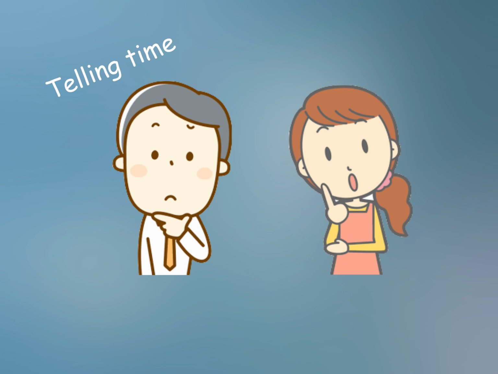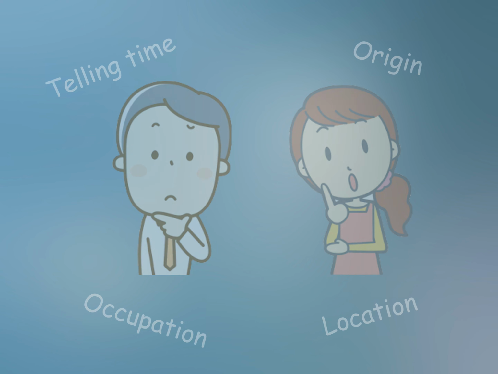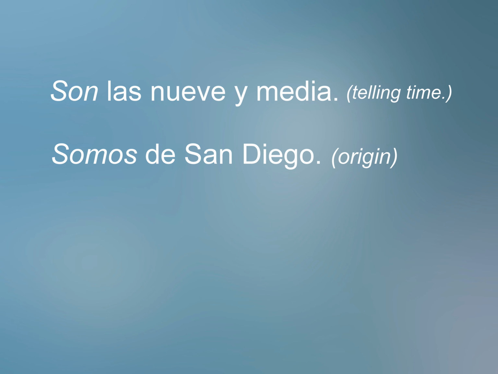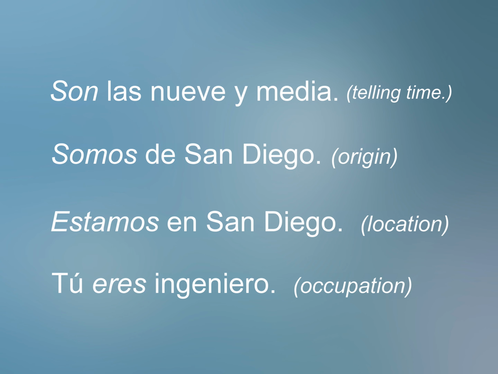Applying the concepts of telling time, origin, occupation, and location to the use of either ser or estar is easy. There's not a lot of ambiguity present. Examples. Son las nueve y media. It is 9:30. Somos de San Diego. We are from San Diego. Estamos en San Diego. We are in San Diego. Tú eres ingeniero. You're an engineer.